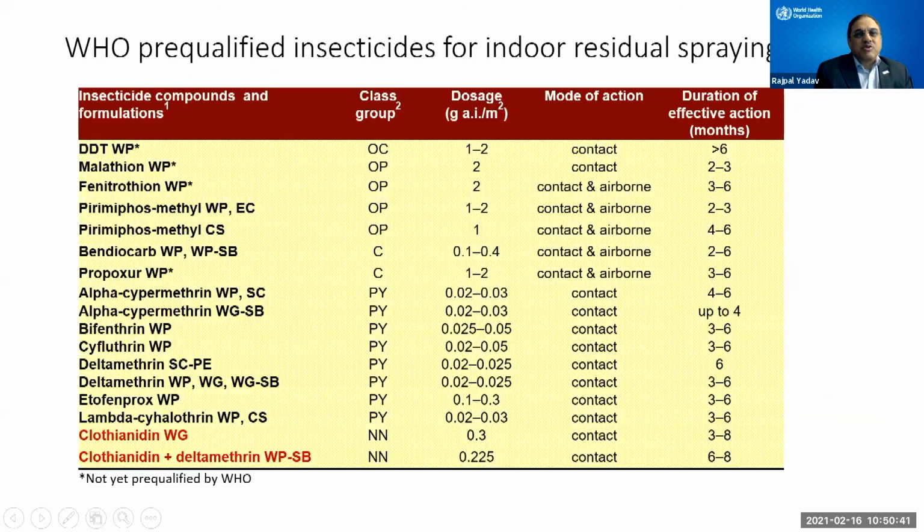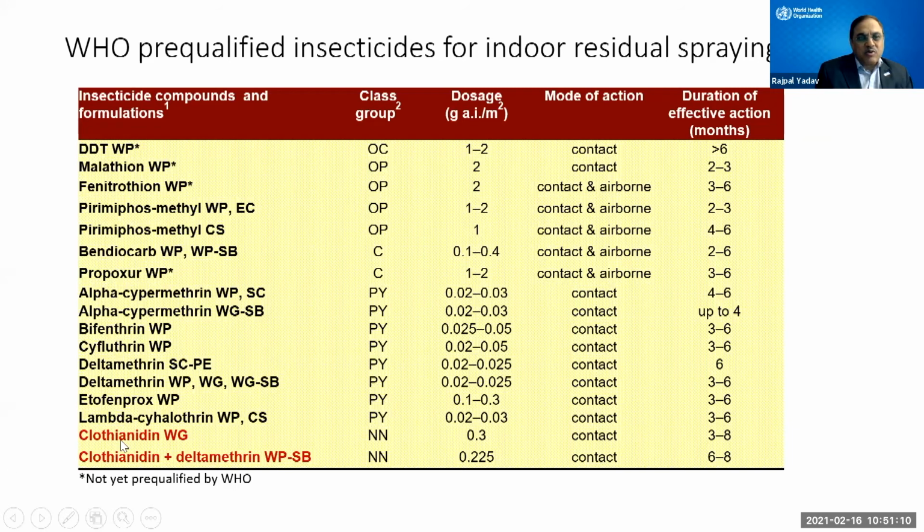This is a table that gives WHO pre-qualified insecticides for indoor residual spraying. You may already know that we have compounds in the organochlorine, organophosphate, carbamate and pyrethroid classes. But recently, in the neonicotinoid class, we added 2 new formulations. One is a clothianidin WG formulation, which is pure clothianidin. It doesn't contain any other insecticide.